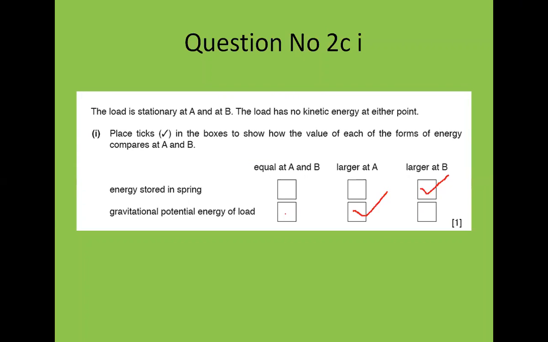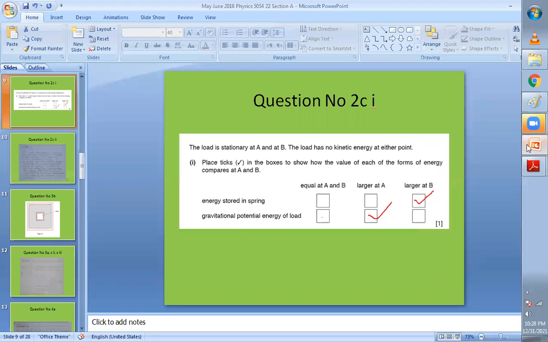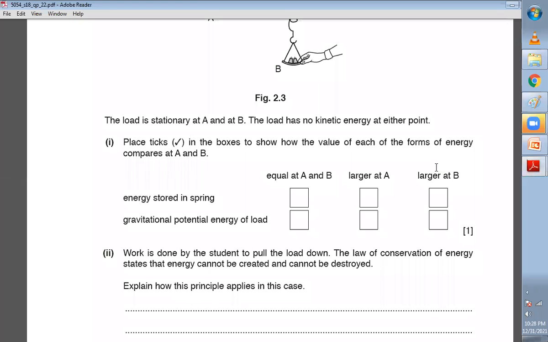So hopefully you understand how we came to know at which position the spring has the larger stored energy, and at which position the load has the largest gravitational potential energy. Okay, now let's move to the next part.